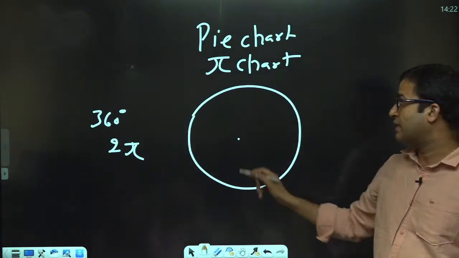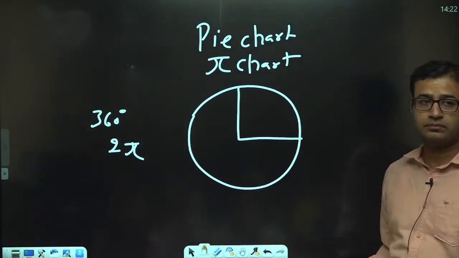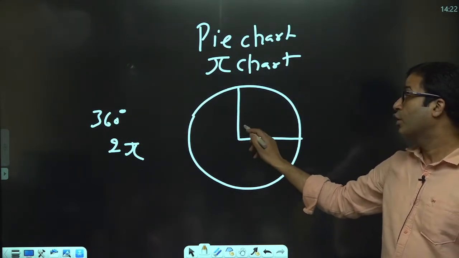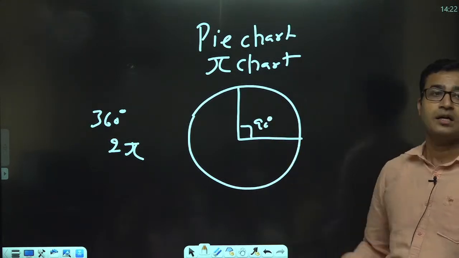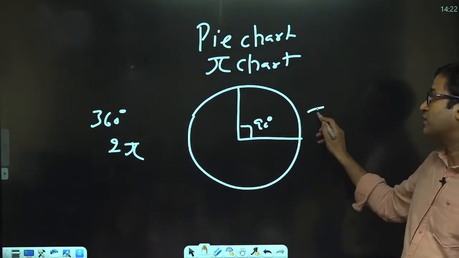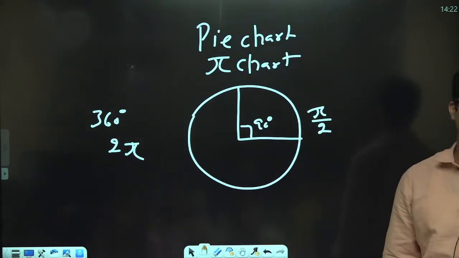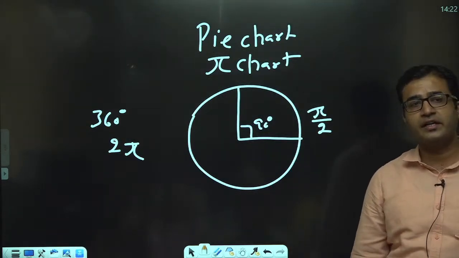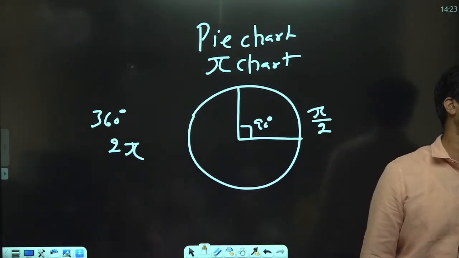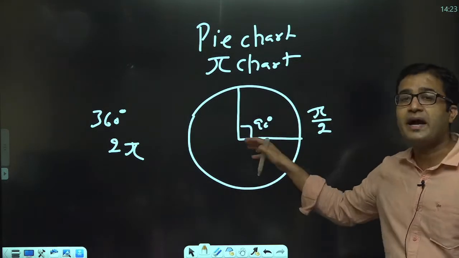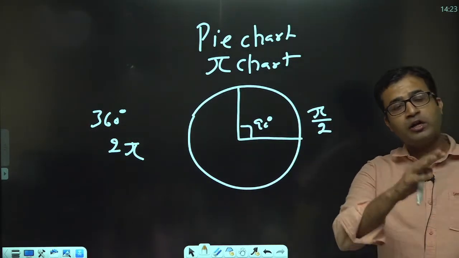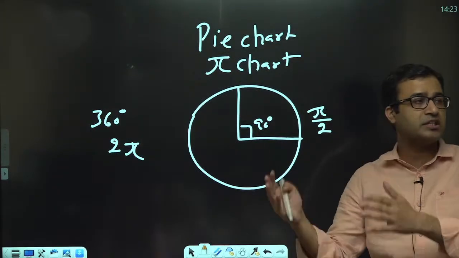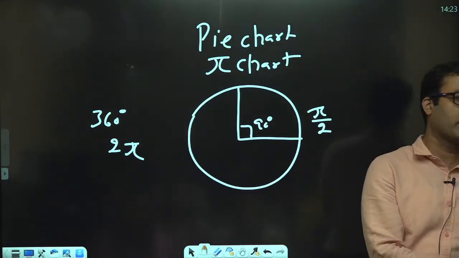For example, I say nowadays these many engineers, not these many, these many. So here, in terms of angle, what is this? 90 degree. And in terms of pi, you can say this is half pi. Pi is 180 degree, half pi will be 90 degree. So this is a pi representation. This is an angular representation. So angular representation is a pi representation. Pi representation is an angular representation.